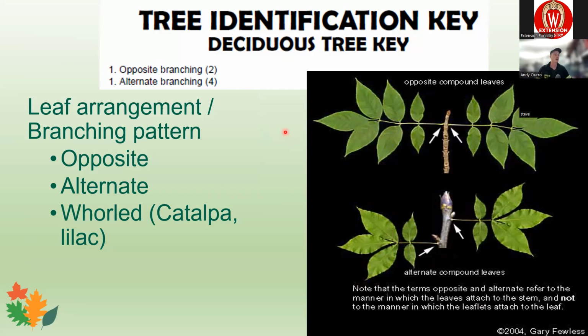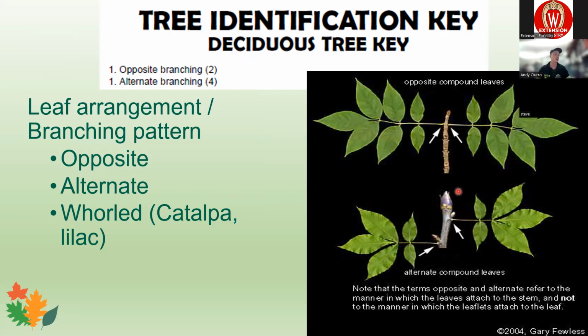So leaves, they can come out of the twig either in an opposite fashion. Looking at the figure here, the top example is opposite, so the leaves are coming opposite from each other on the twig. Otherwise, they can be alternate, so alternating left, right up the twig. So that's really important. And why is that important?